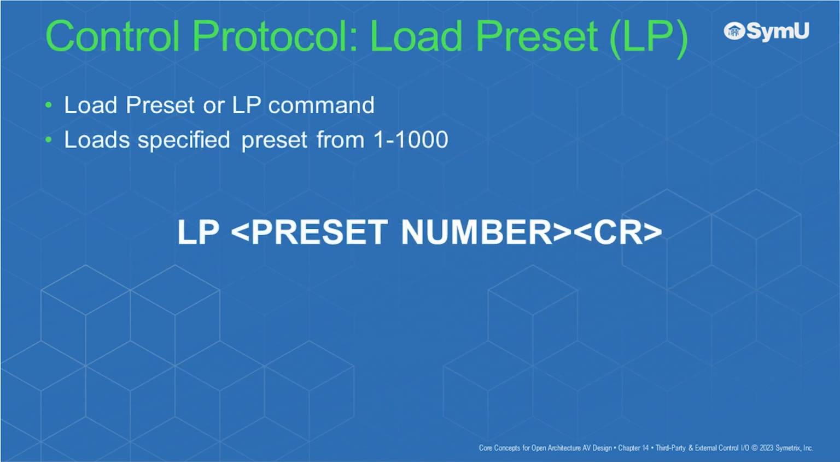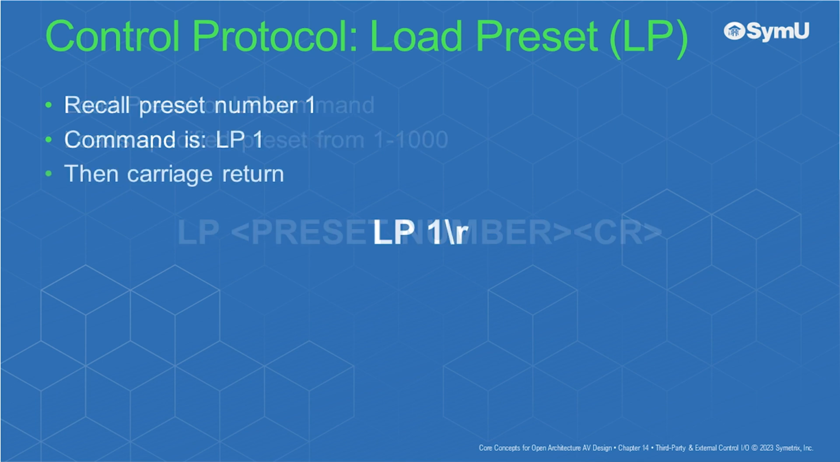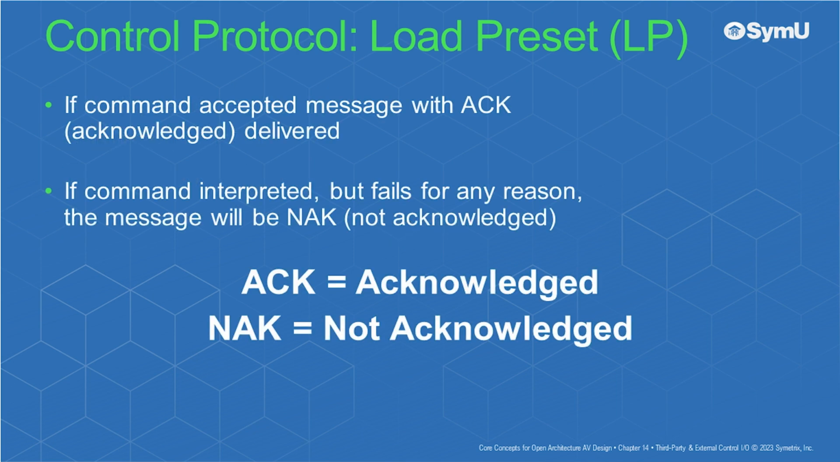The load preset or LP command loads the specified preset from 1 to 1000. To recall preset number 1, the command is LP1, then carriage return. If the command is accepted, a message with ACK, acknowledged, is delivered. If the command was interpreted, but fails for any reason, the message will be NAK, not acknowledged.